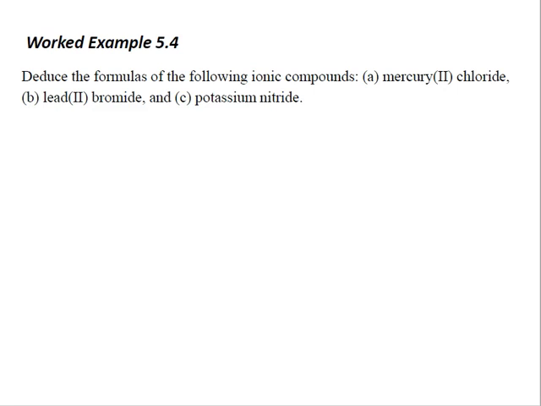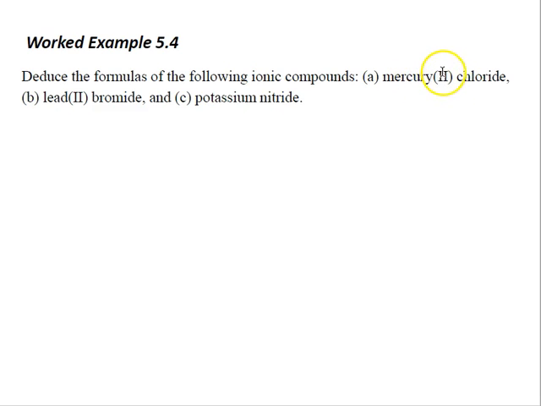For example 5.4, we're going to go backwards, from name to formula. So this reads, deduce the formulas of the following ionic compounds. Part A, mercury(II) chloride. Part B, lead(II) bromide. And part C, potassium nitride. The nice thing about going from name to formula is that you can already see what the charge is.